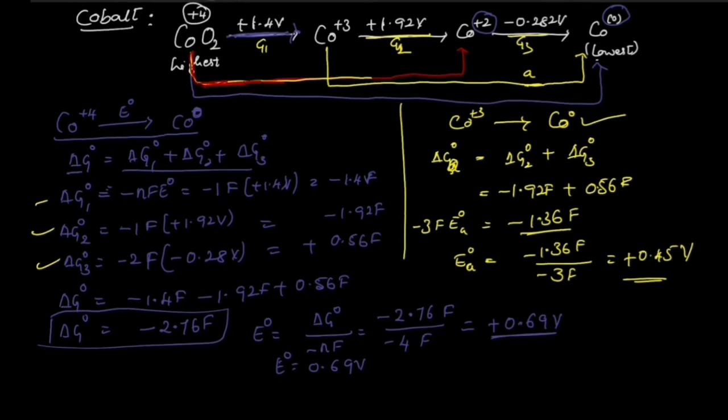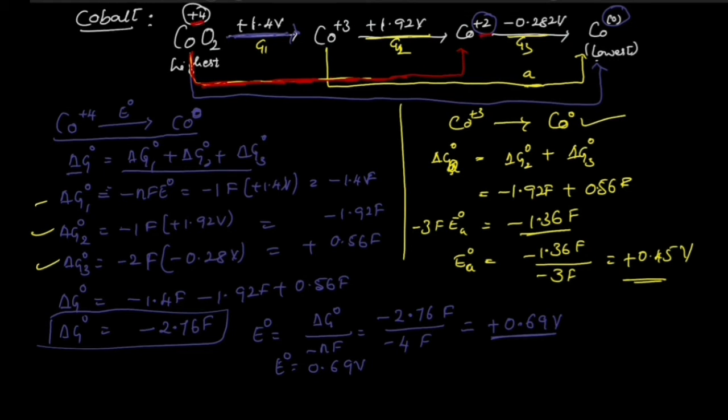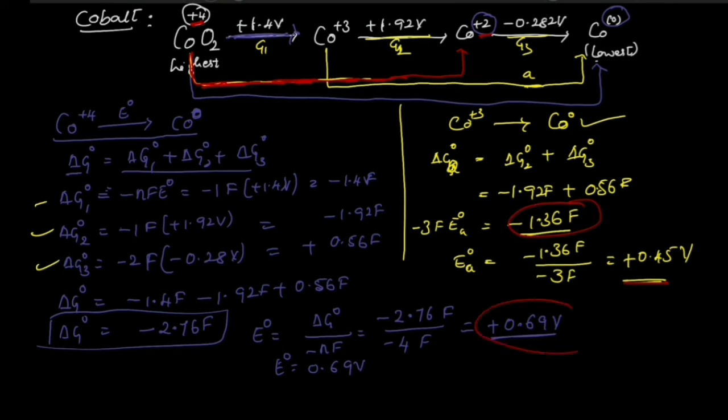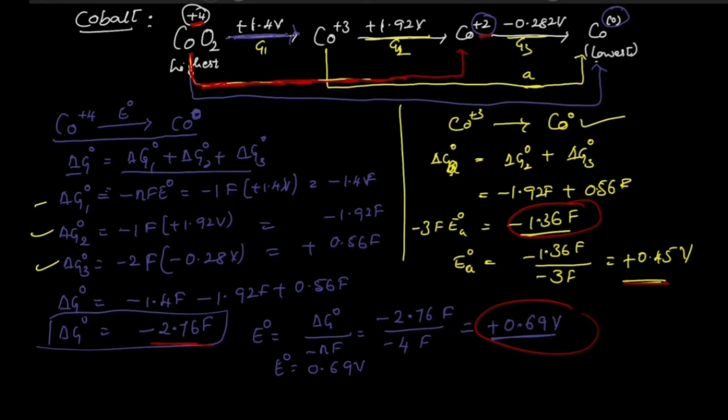Similarly, you can calculate the delta G naught value for the conversion of cobalt plus 4 to cobalt plus 2. Here the overall number of electrons is plus 4 to plus 2, that means 2 electrons are involved in this reaction. You can calculate by using this. By identifying the E naught value and delta G naught value of these reactions, you will get thermodynamic stability information of the reaction. Like this, you can construct many Latimer diagrams.